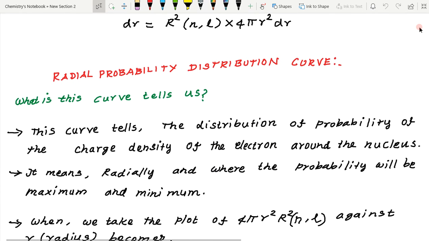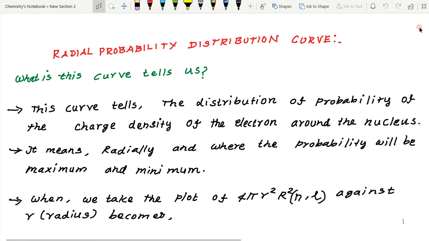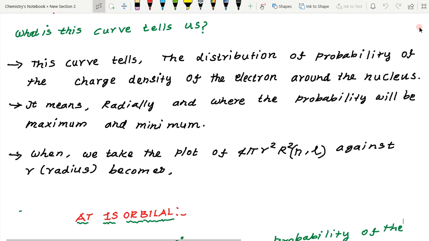Next topic, the radial probability distribution curve. What does this curve tell us? This curve tells us the distribution of probability of the charge density of the electron around the nucleus. It means radially, where the probability will be maximum and where it will be minimum.